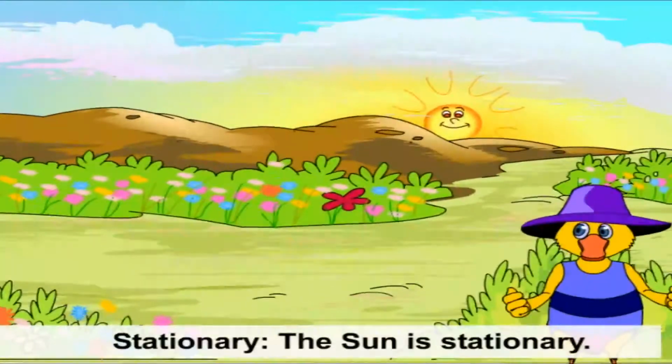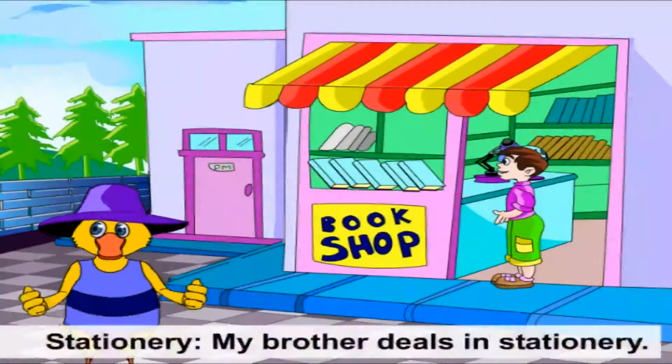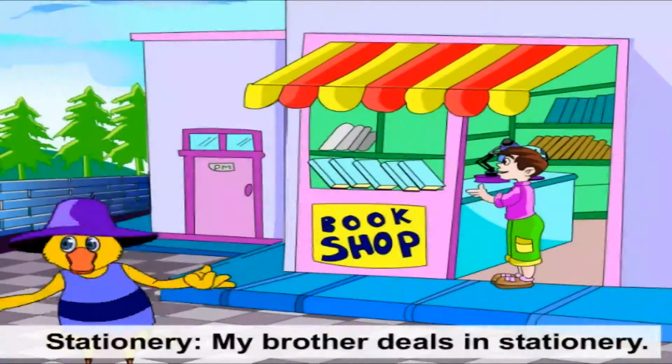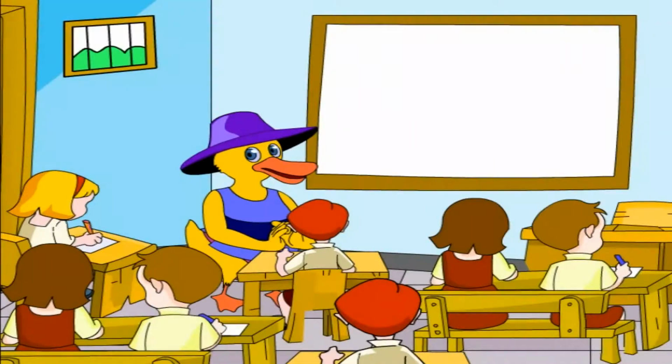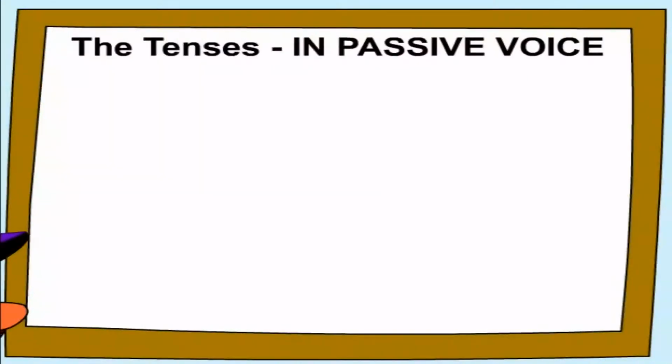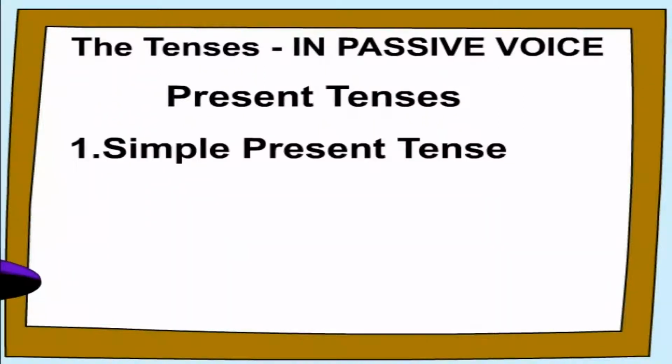Stationary. The sun is stationary. Stationery. My brother deals in stationery. The tenses in passive voice. Present tenses. 1. Simple present tense.